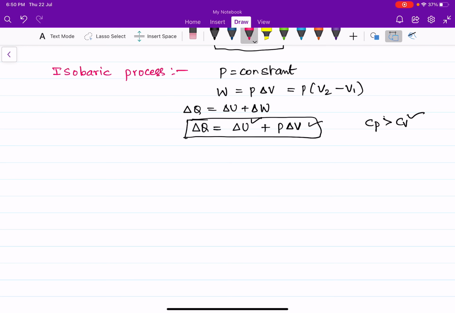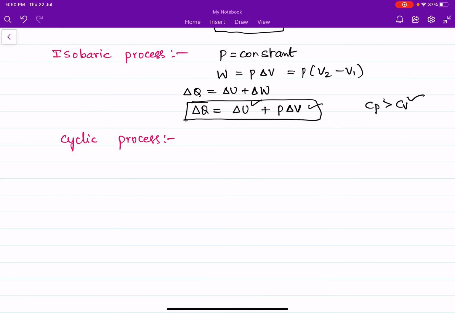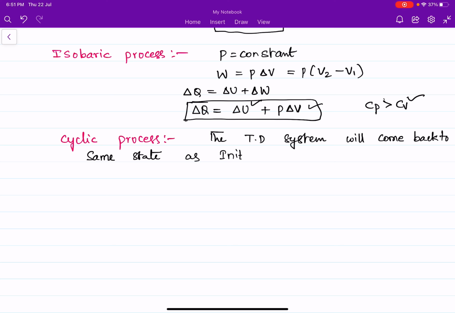Now I am going to discuss about the final process, that is a cyclic process. Cyclic process is nothing but in which the system comes back to the same position after going through different stages. In cyclic process, the thermodynamic system will come back to the same state as the initial state. So in this case, initial state and final state are the same.